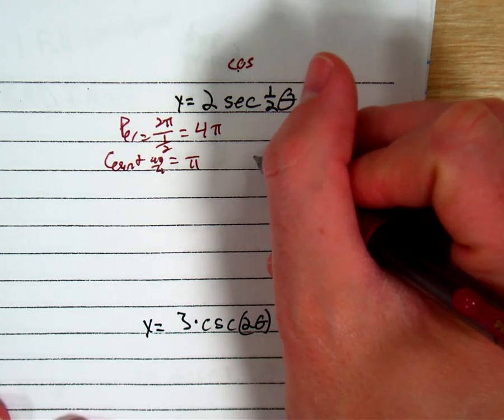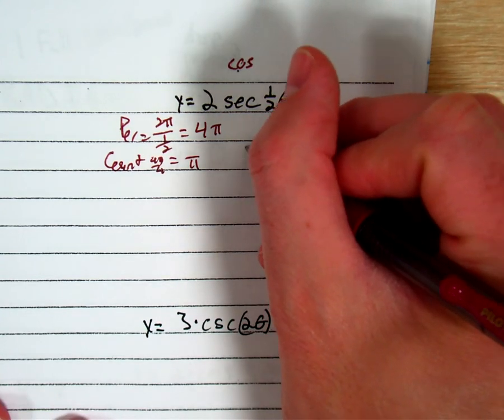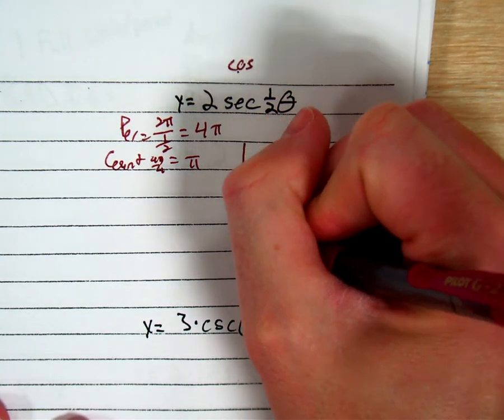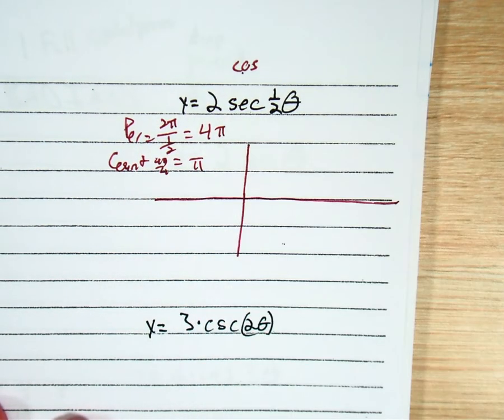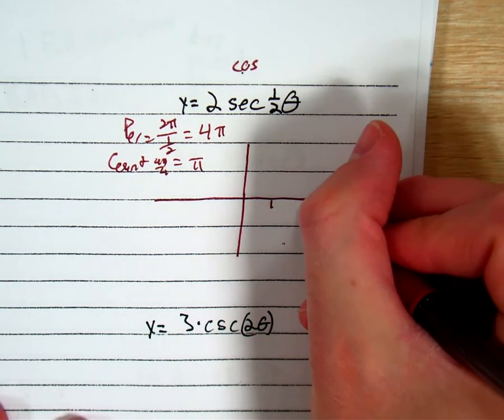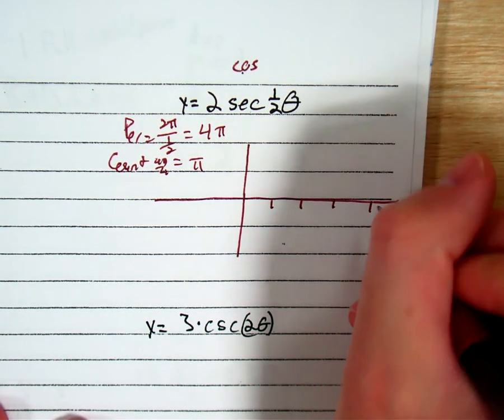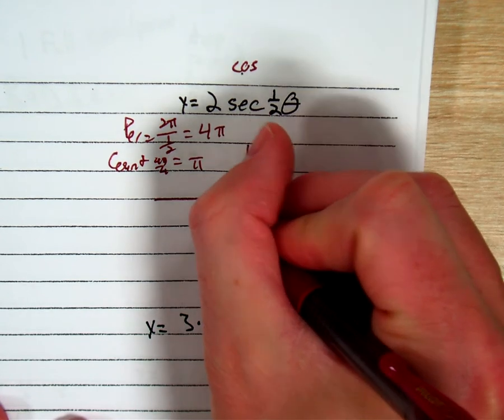Okay, let's see what we got here. I think I did 2 on the top and 2 on the bottom. There's my x-axis. Counting by pi's. 1, 2, 3, 4. We'll go backwards 1.